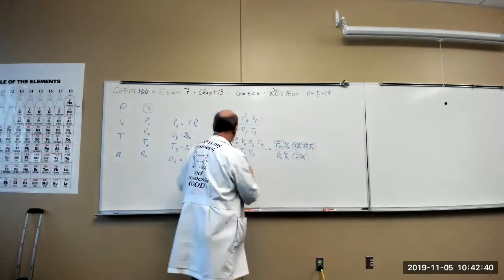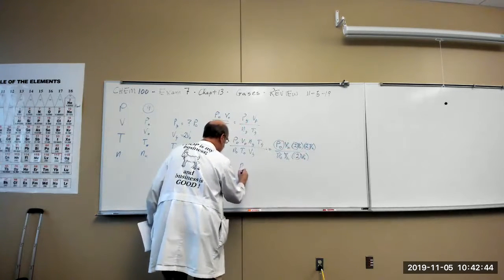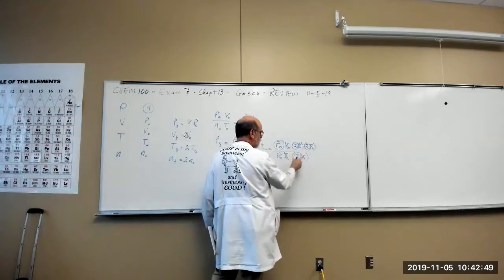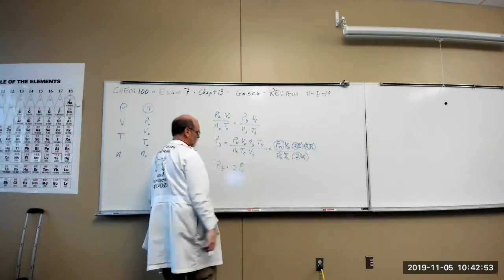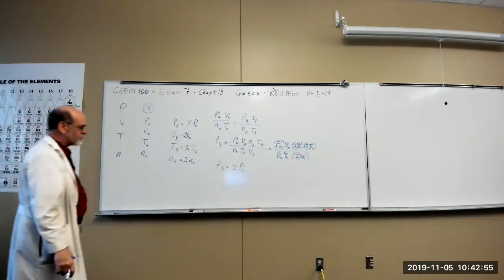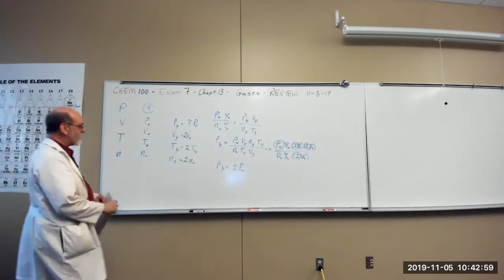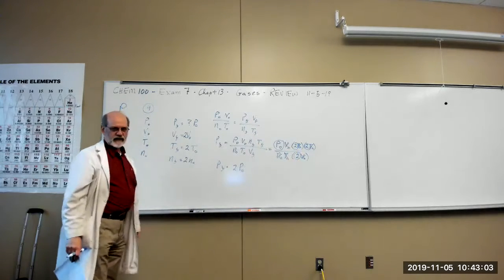So if we want this in terms of that, what's the number in front of P0? Well, it's 2 times 2 divided by 2, which is what? 2. So the final pressure is equal to twice the initial pressure after these changes have been introduced into that system.